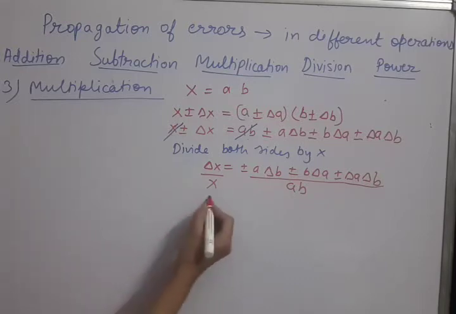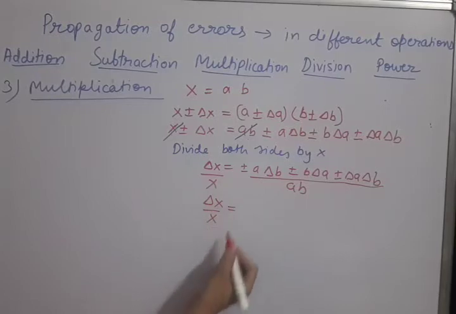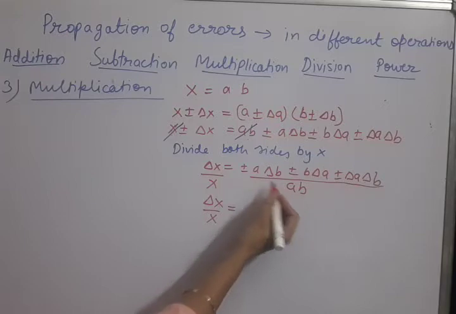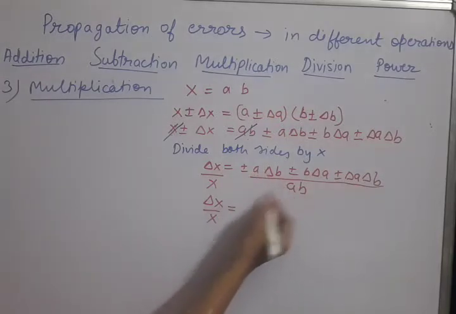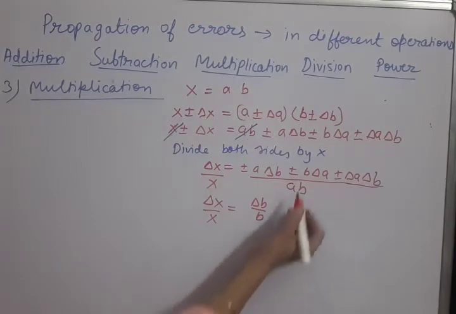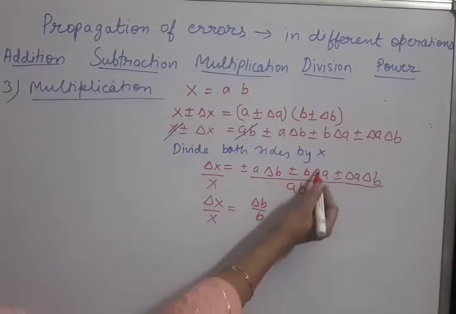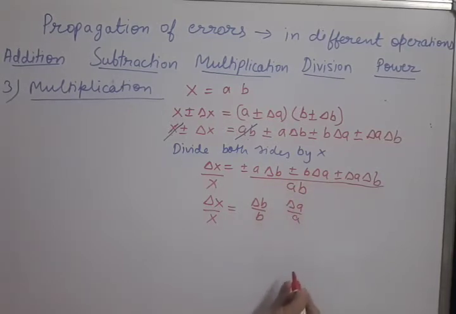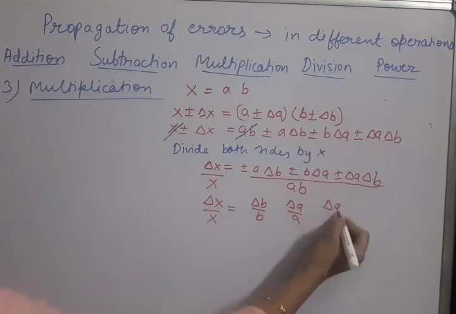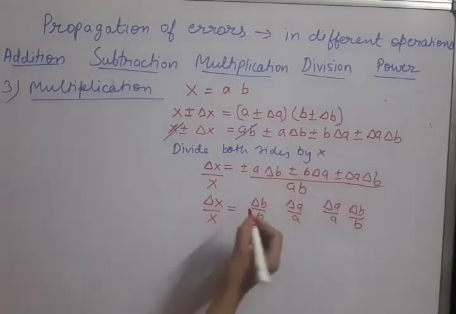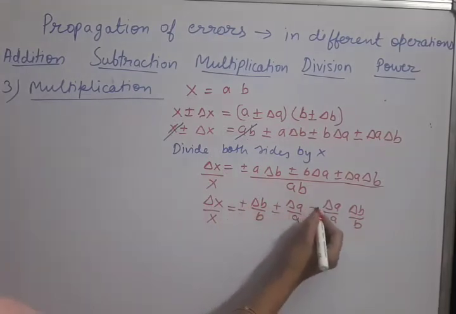Now here delta x by x we are getting. On this side, by separation of variable, a will get cancelled. So first term will be delta b upon b. On the second term, b will get cancelled. So delta a upon a. On the third term, delta a by a, delta b by b. This is how we have to arrange. Everywhere plus minus is going on.